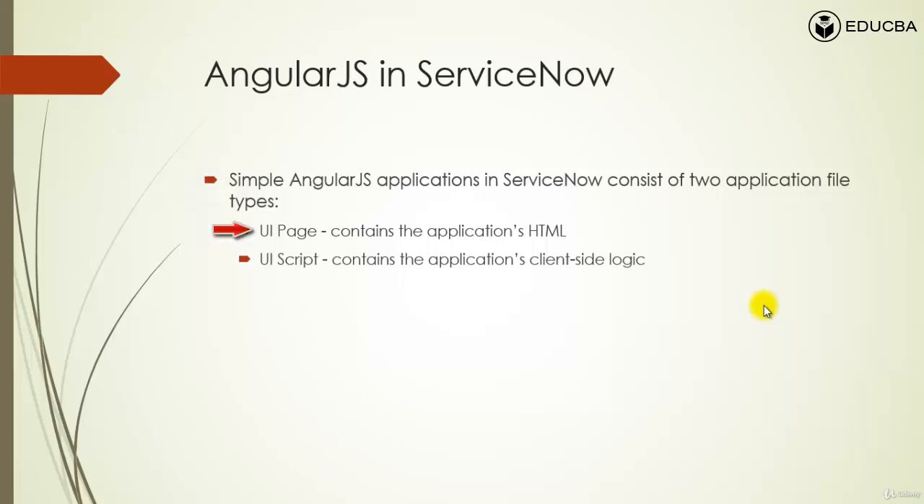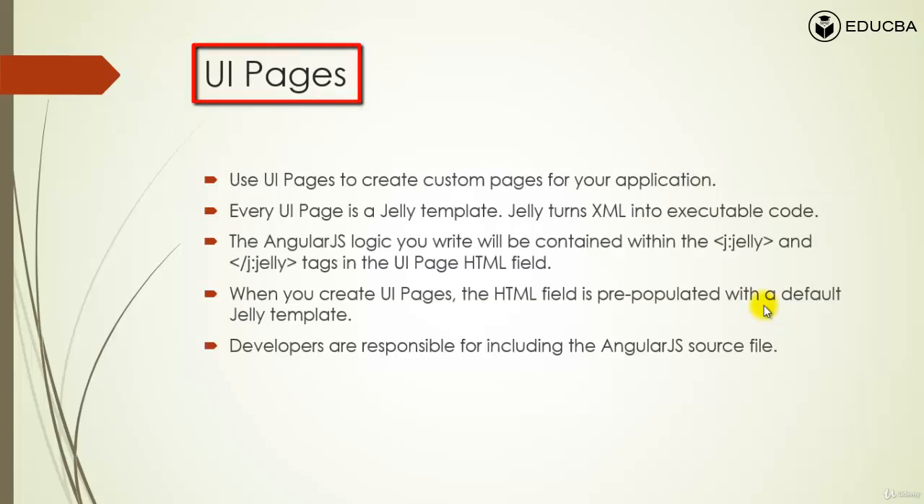The UI page contains the application's HTML, which we can say is the UI part, and the UI script contains the application's client-side logic. So anything which is part of client-side logic will be in the UI script, and anything which contains the HTML form will be in the UI page. Well, let's understand what UI pages are.